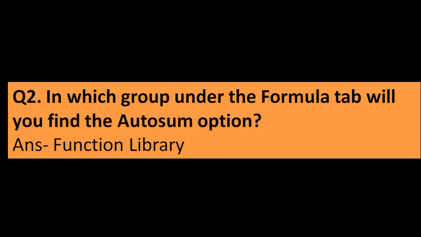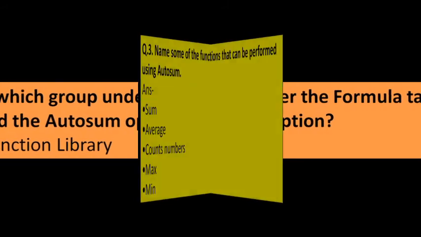Question number 2. In which group under the Formula tab will you find the AutoSum option? किस ग्रुप में जो फॉर्मूला टैब है उसमें आपको ऑटोसम का ऑप्शन मिलेगा? So the answer is Function Library. So this Function Library option is available under the Formula tab.